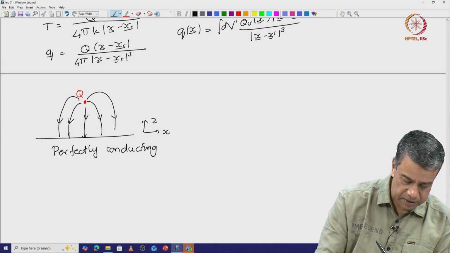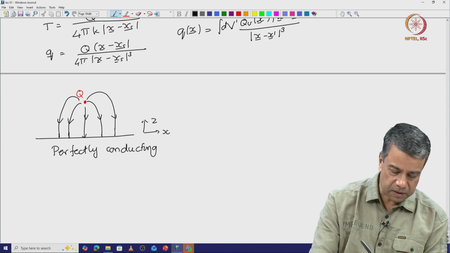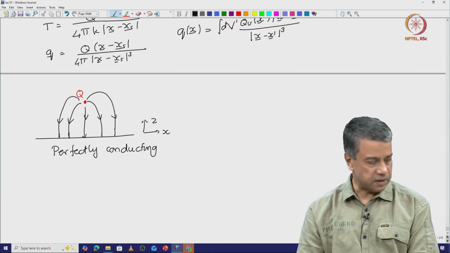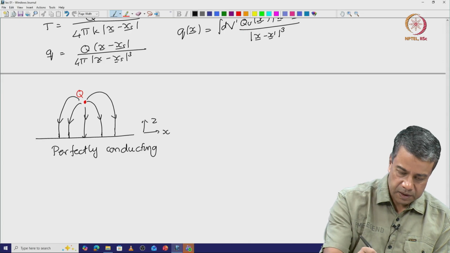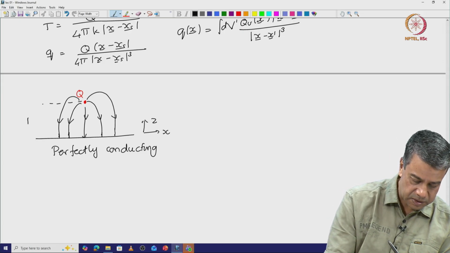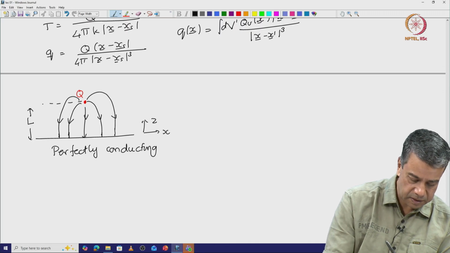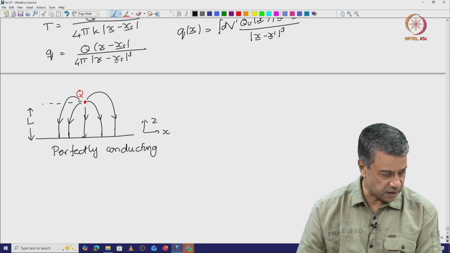At the boundary itself, the flux lines have to be perpendicular to the boundary, because the flux cannot have a component that is parallel to the boundary if it is a perfectly conducting surface. Let us assume that the distance between the source and the surface is L.